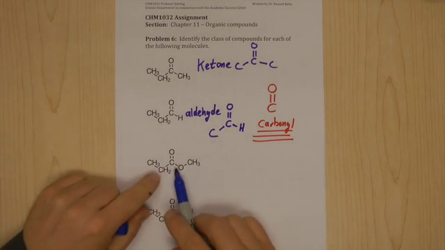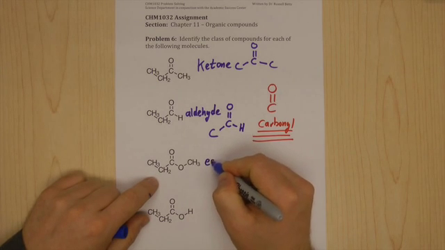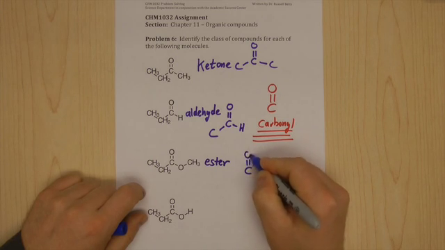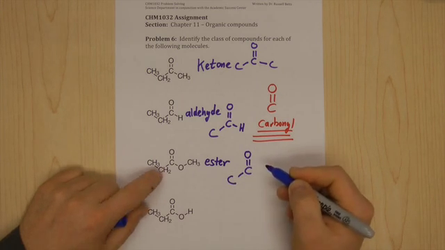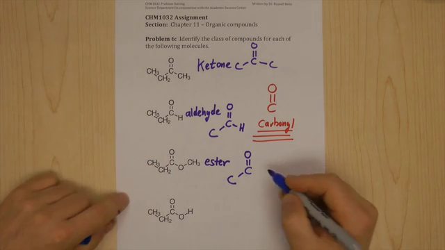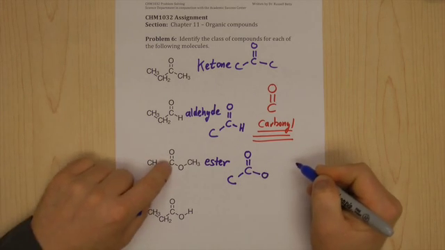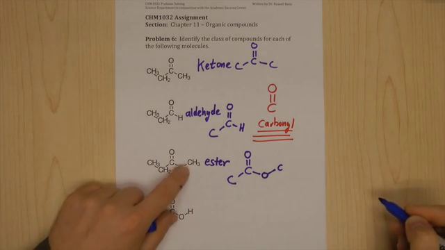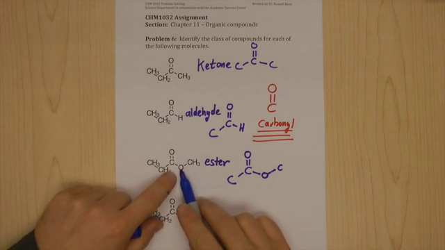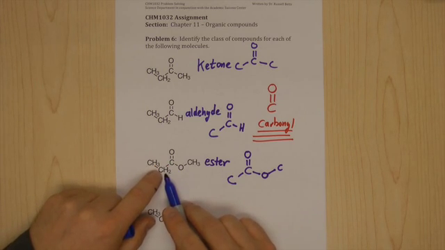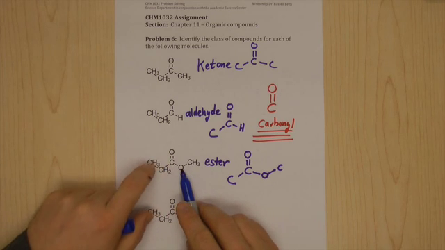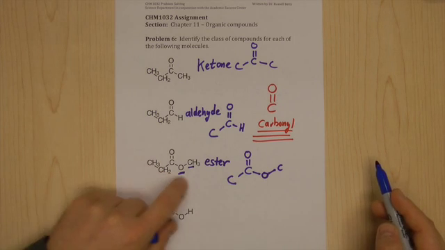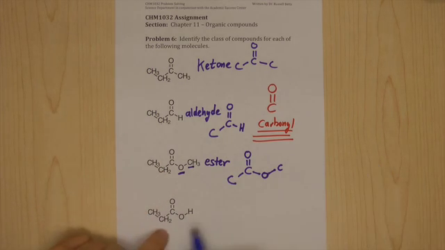Down here, this is ester. Esters have a carbonyl. On one side is a carbon, so carbonyl, there's my carbon. On the other side is an oxygen, carbonyl, oxygen. On the oxygen is a carbon. So carbon, oxygen, carbonyl, carbon. So the carbonyl has an oxygen and a carbon. On the oxygen is another carbon. So this is ester. Right here.